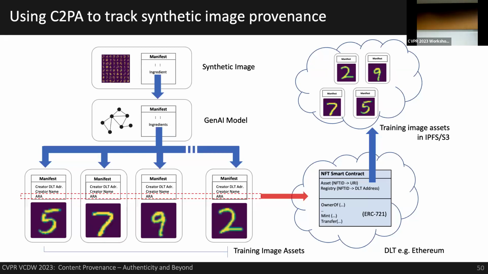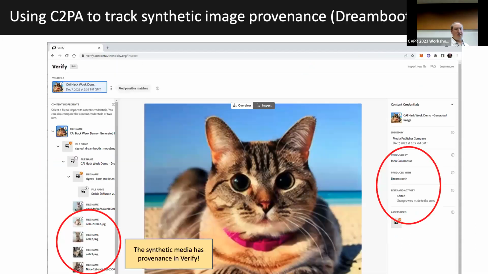But in this case, there are multiple ingredients, which are the training data that we used to create the model. And then inside that manifest, there's a possibility to link across to the NFT ecosystem, in which can be defined the ownership of those assets. And this would allow us then to make micropayments to the owners of those training images. I can show an example of this.